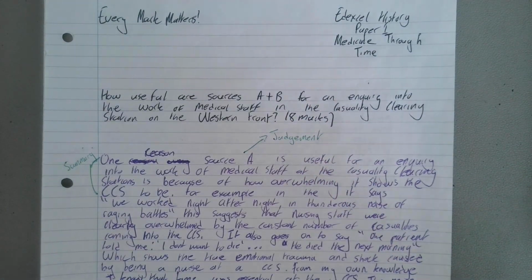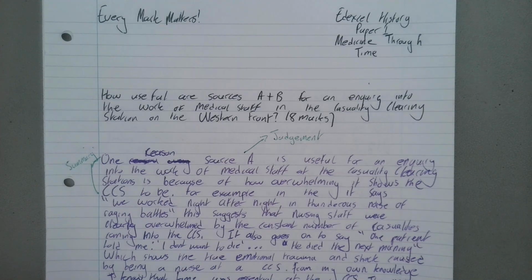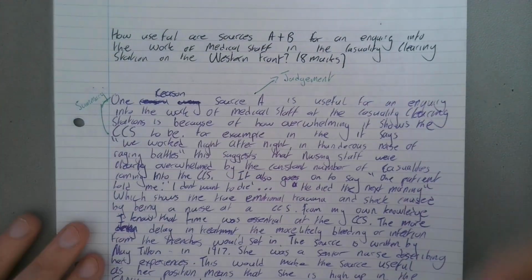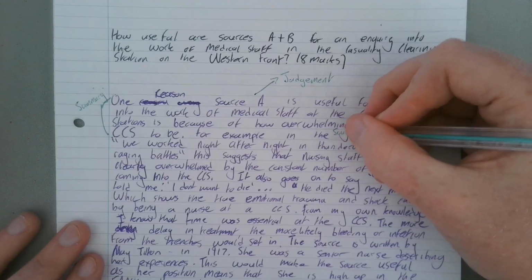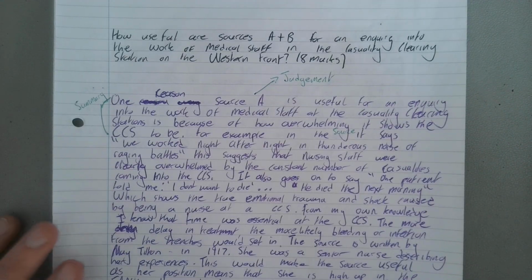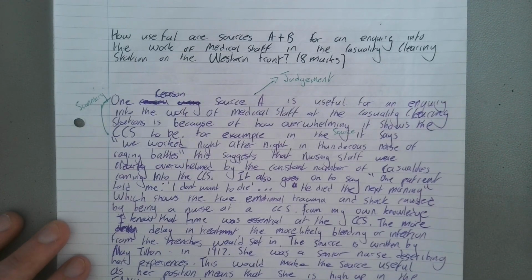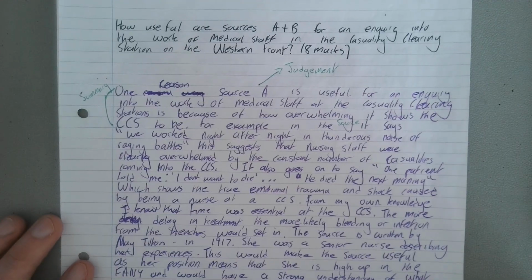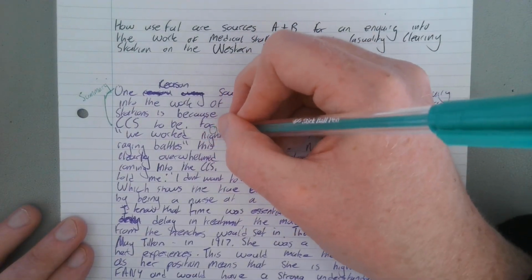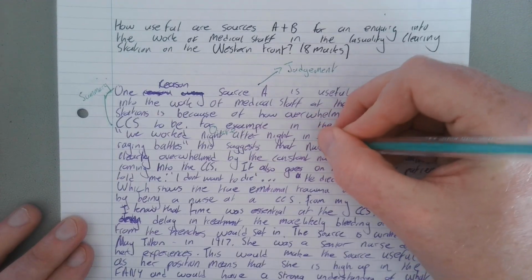Now what I need to do is hopefully analyse some of the content of the source. For example, I missed out the word source, that's not a good sign. In the source it says, we worked night after night in the thunderous noise of raging battles. This suggests that nursing staff were clearly overwhelmed by the constant number of casualties coming into the casualty clearing station. So here I've got my quote, and then I've got my inference.